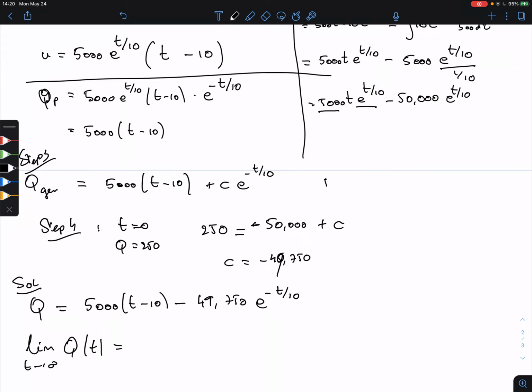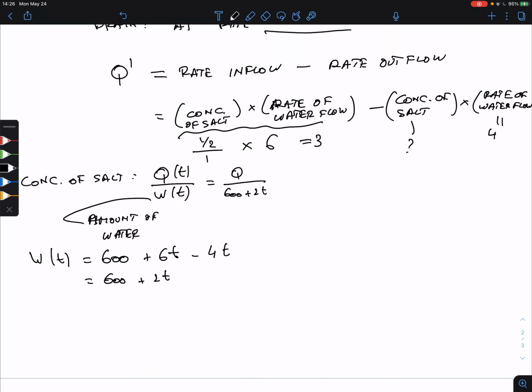So we need a formula for that. But that's not a difficult formula, because that is just concentration here. We have the water; you remember it starts with 600 gallons initially, and then for every minute we add 6 gallons, and we drain 4 gallons every minute. So we add 6 minus 4, so we get 600 plus 2t, that is W(t). So this is Q over 600 plus 2t, and that is multiplied by 4 here, so this is 4Q over 600 plus 2t.